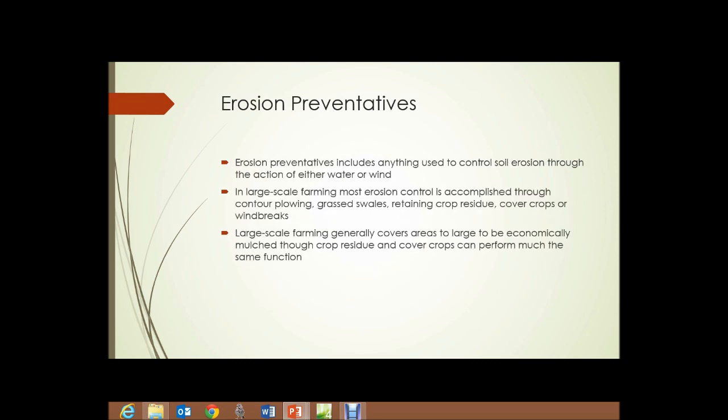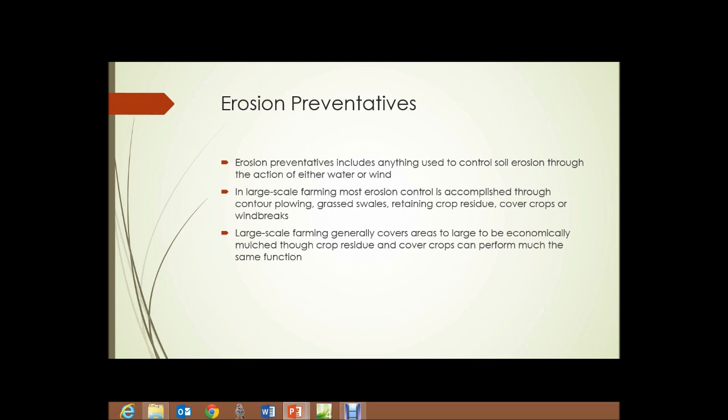Erosion preventatives include anything used to control soil erosion through the action of either water or wind. In large-scale farming, most erosion control is accomplished through contour plowing, following the natural contours of the land to help slow down runoff. Things called grassed swales, you may notice in large fields, strips of grass growing in the field with corn, soybeans, or other large-scale crops on either side.